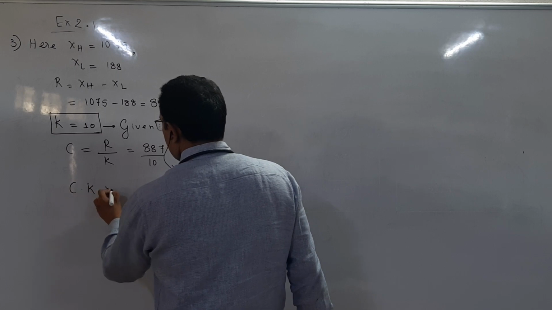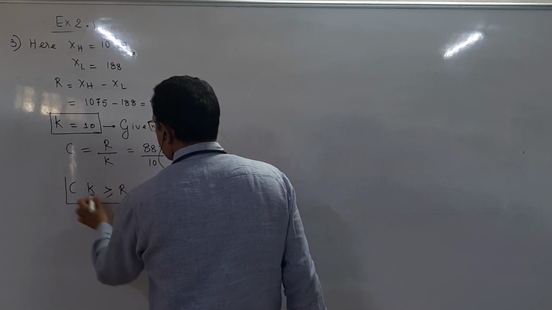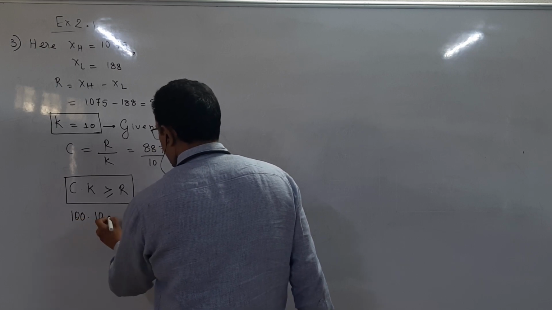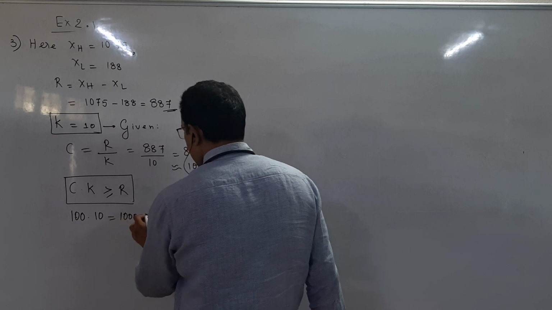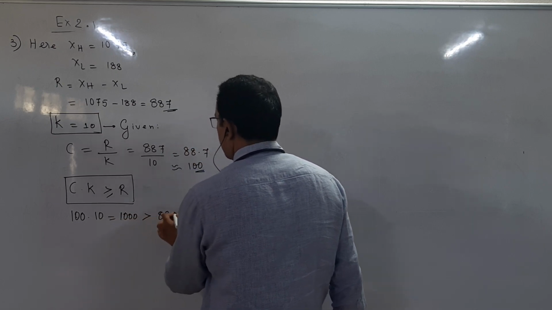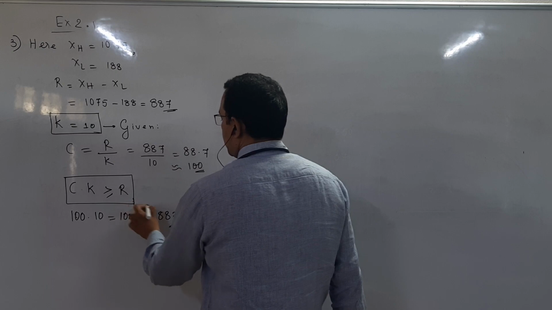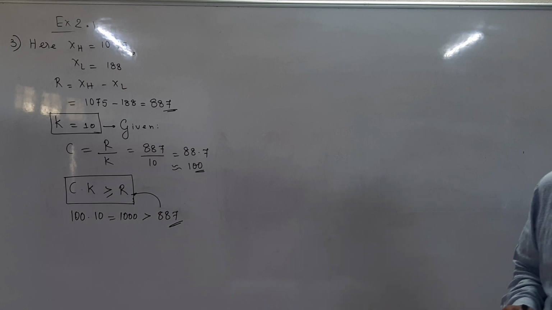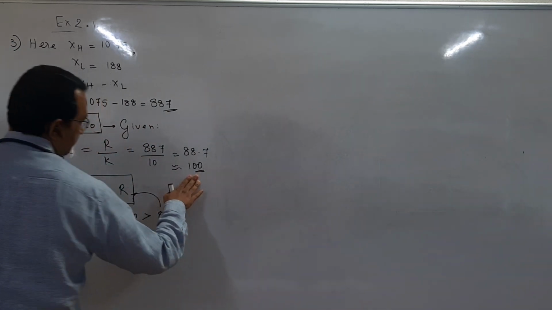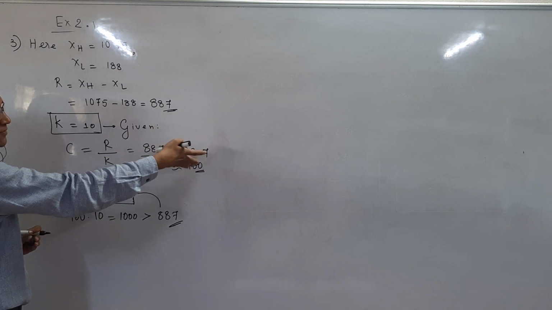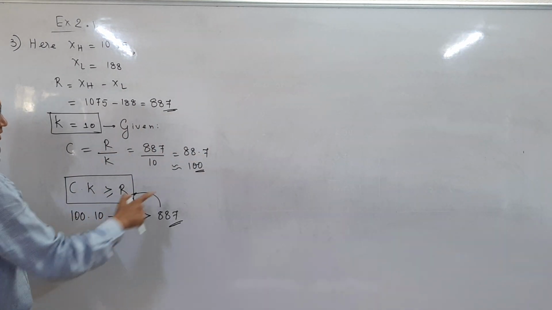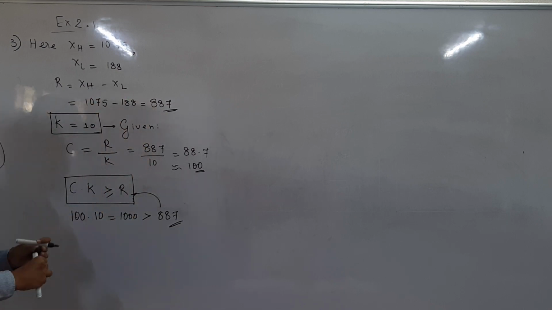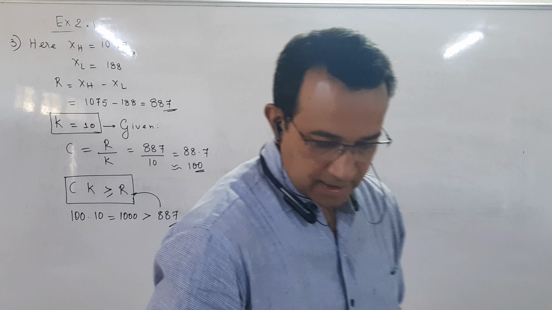Now check this relation. C into K greater than or equal to R must be satisfied. Check. Class length is 100, number of classes is 10. This is 1000, which is greater than the range, which is 887. So this relation, students, must always be satisfied. Our class length we have rounded off. We can take 90 also, but easy will be 100. So I have taken 100. 100 into 10 is 1000, and 1000 is definitely greater than the range, which is 887.